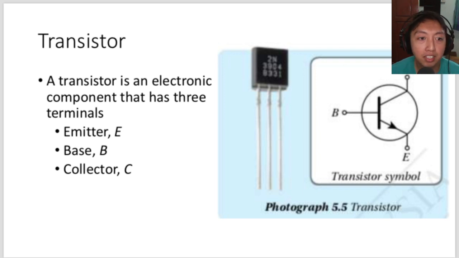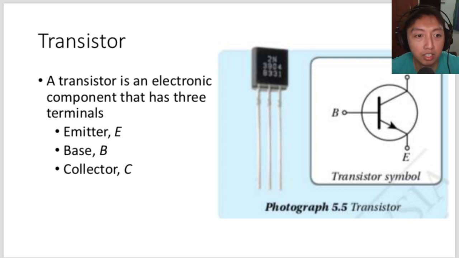So a transistor is an electronic component with three terminals. We have the emitter, the base, and the collector. So it looks like this. Now you may have seen, if you ever tried to open up a computer motherboard or any other sort of electronic device, you may have seen these components before.